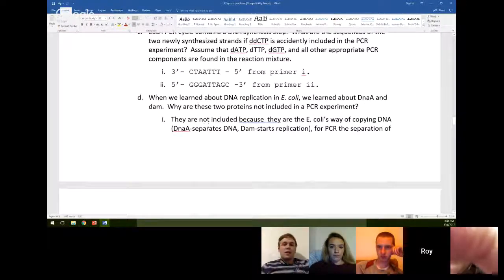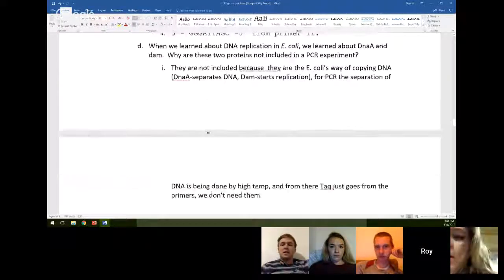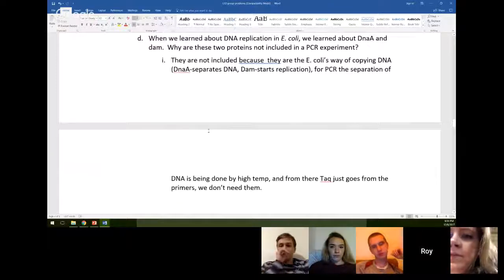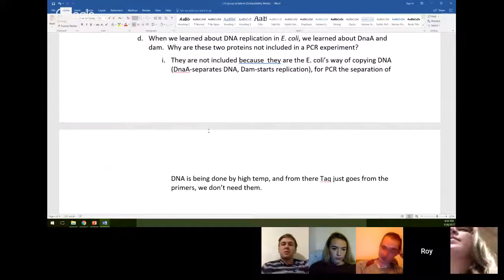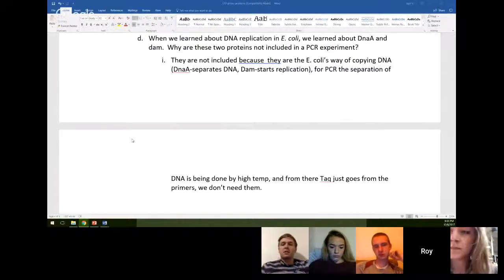Okay. And the last one is when we learn about the DNA replication in E. coli, the DNA polymerase and DAM, why these 2 proteins are not included in the PCR experiment, because they are E. coli's way of copying DNA. And so for the PCR, separation of DNA is being done by a high temperature. So, and the Taq doesn't require, all it requires is primers instead of the proteins. So.